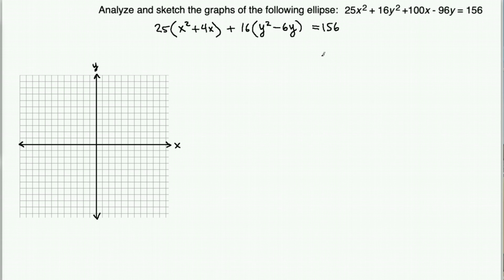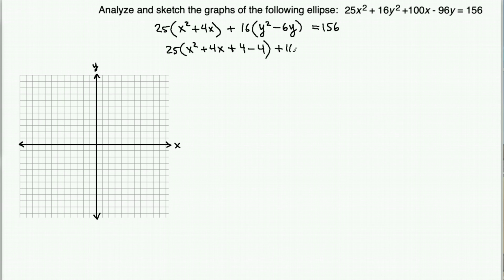Now we can complete the square. We will have 25 times x squared plus 4x. Now we need half of this coefficient, squared, as you know in the process of completing the square. So 4 over 2 is 2. 2 squared is 4. Now this 4 wasn't there before, so we must subtract it.